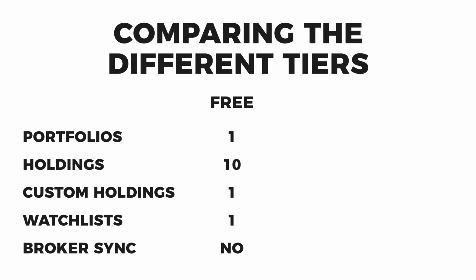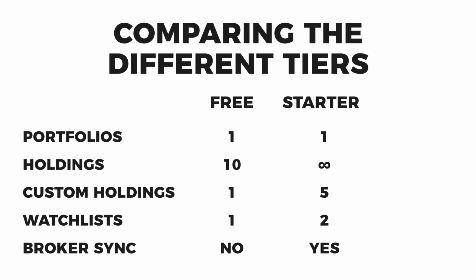And the main thing you get off the bat is the ability to have larger and more complex portfolios and still be able to use all the same tools. And let me show you what I mean. On the free tier, you get one portfolio, up to 10 holdings that are stocks, ETFs, or funds, one custom holding, and one watch list. Plus, you have to manually add your transactions or holdings because you can't connect your brokerage.